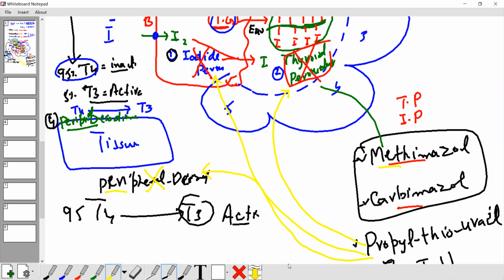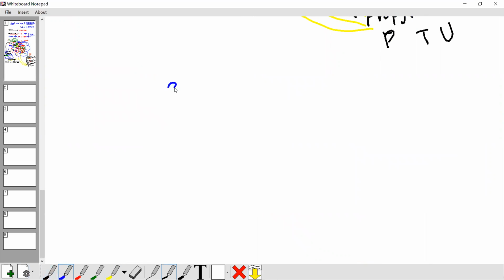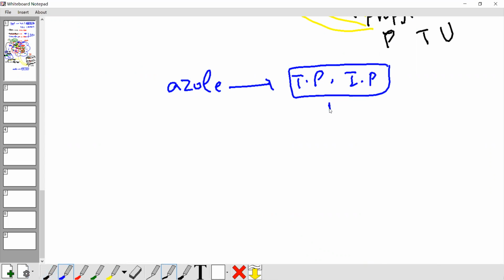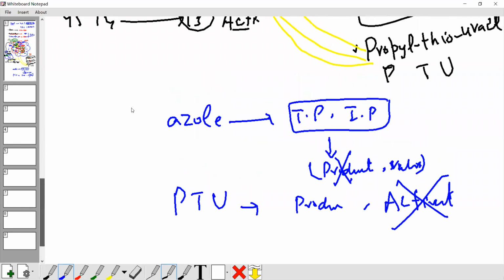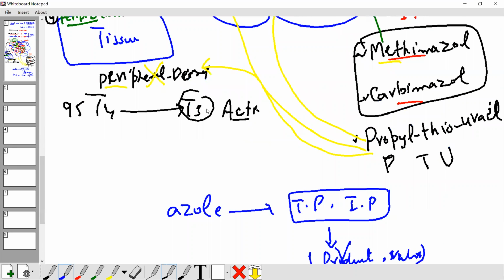Because methimazole and carbimazole, the azoles, just block thyroid peroxidase and iodide peroxidase. It means they can block production, and if there is no production, release also decreases. How about PTU? PTU blocks the production, plus the important point: it also blocks the activation. The hormone is already released from the gland, but PTU also blocks its activation inside the tissue.